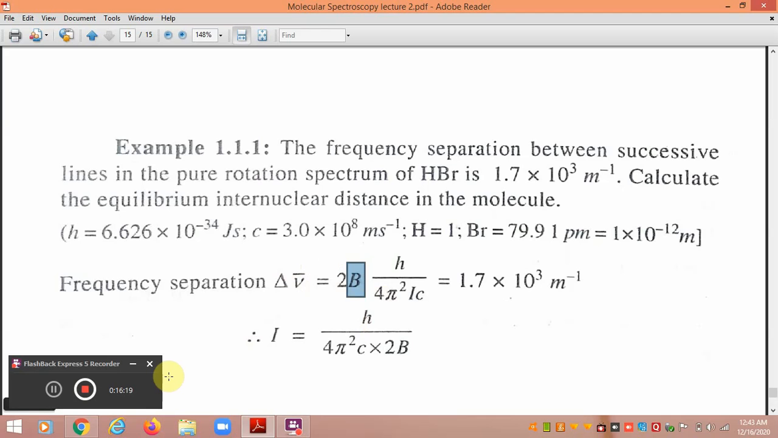So dear friends, in the next part of the video, we would like to discuss the vibrational spectrum of the diatomic molecule. We'll resume again in the next part of the video to discuss the vibrational spectrum, or the vibrational spectroscopy, of the rigid diatomic molecule.